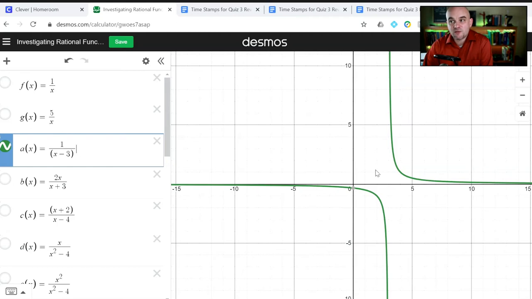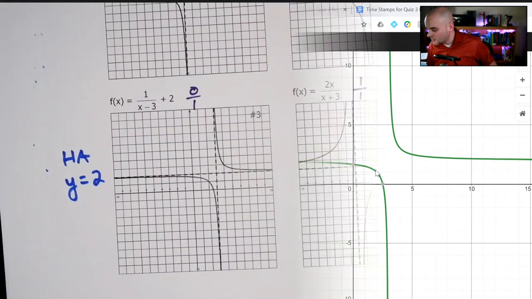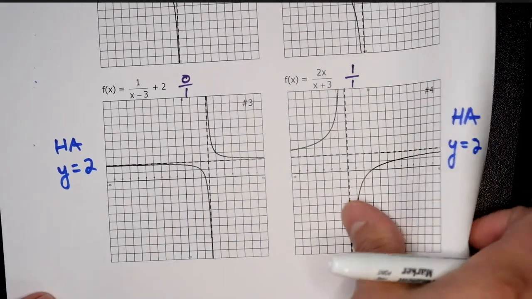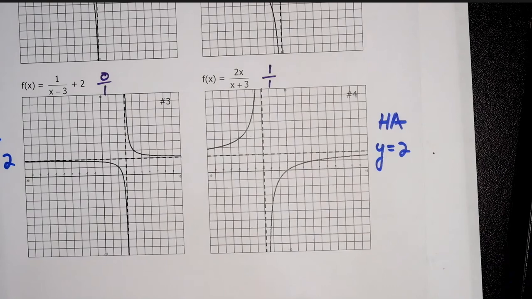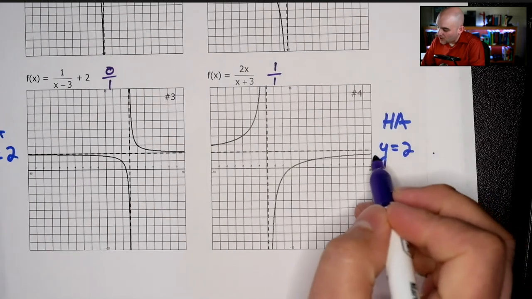So once again, the degree up top is less than the denominator, and so we get a horizontal asymptote at 0, but the vertical shift here, plus 2, moves everything up 2, and that's why it's showing at y equals 2. Let's go back to this. Now over here on number 4, the degree up top is equal to the degree in the denominator. And notice what we get here. We get y equals 2.